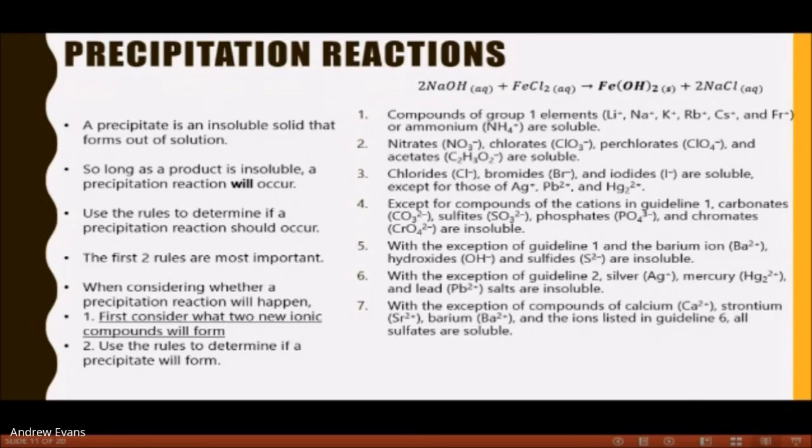Rule 3, here we get into the insolubility. Chloride, bromide, and iodide are soluble except when we mix them with silver or lead or mercury. Now, in the lab, we mixed potassium chloride with silver nitrate. The silver mixed with the chloride to form that white solid that we saw, because chloride is soluble except with silver.